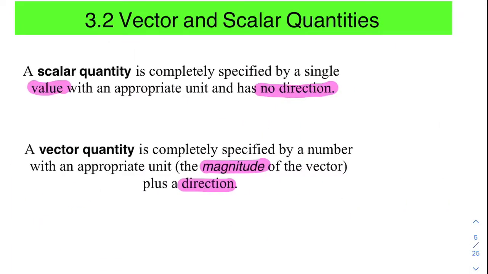Alright. Next one, 3.2 vector and scalar quantities. For a scalar quantity, you still remember, I believe, it has only value or magnitude without direction. But a vector quantity has both pieces of information: value or magnitude, as well as direction.